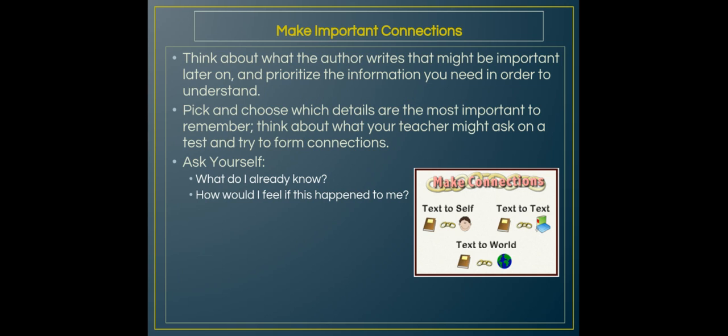So think about this in terms of text to self, so similar events in your life, connections of text to text, so books, movies, TV, etc., and then text to life, so the real world events. And you want to ask yourself, what do I already know about this? How would I feel if this happened to me? Can I relate to what's happening or any of the people involved? Does this remind me of something?